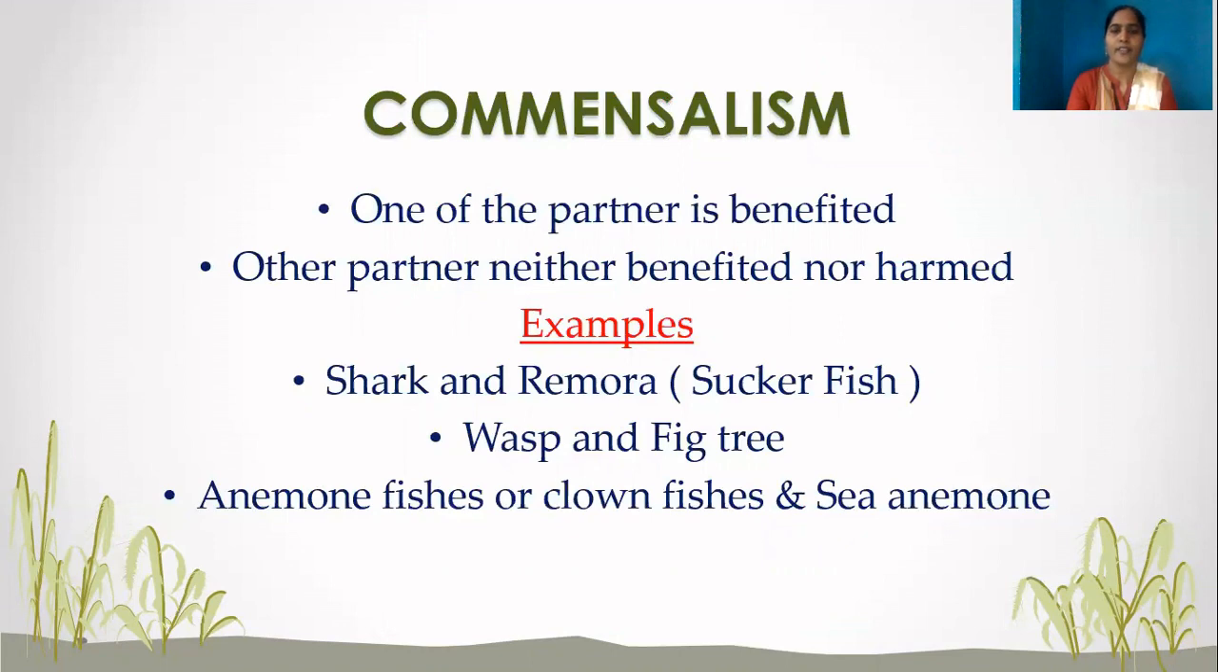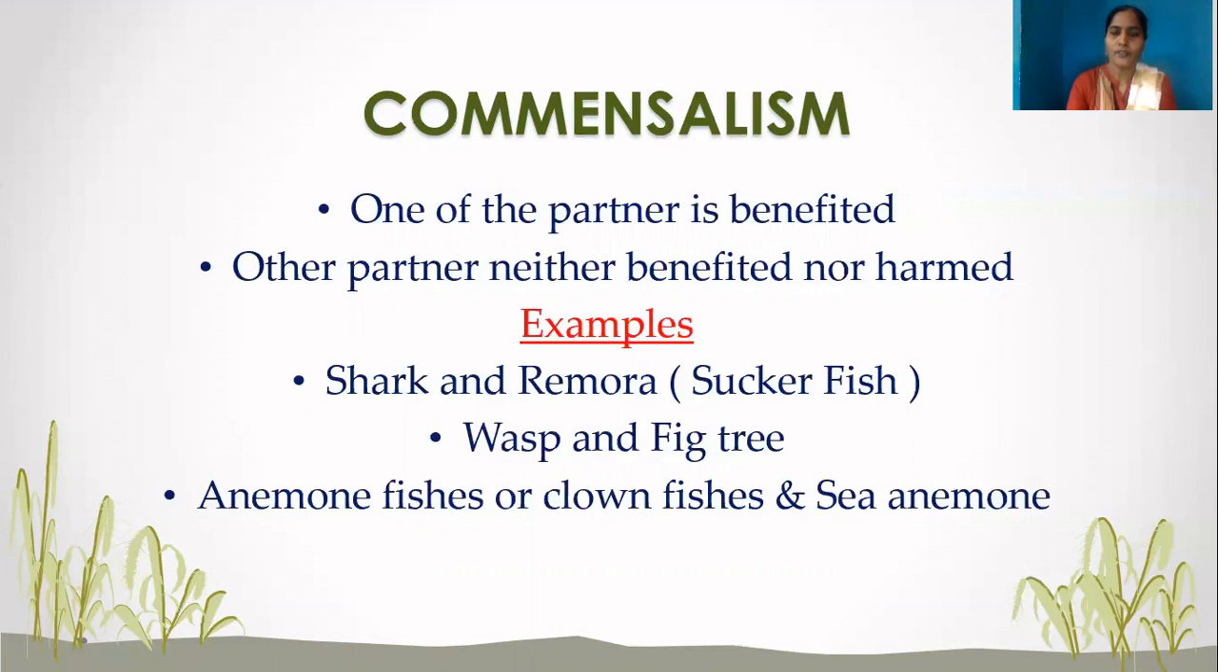The next type of interaction that takes place among the organisms is commensalism. One partner is benefited, the other partner is neither benefited nor harmed. Example, shark and remora. Remora is a bony suckerfish which attaches itself to large fishes like shark, whale or any other.